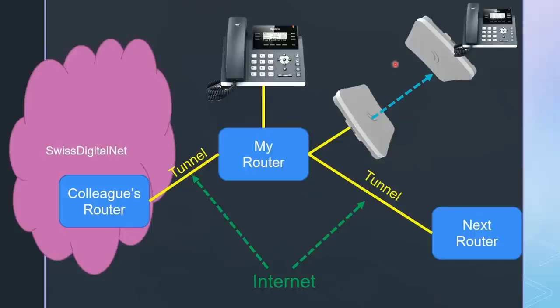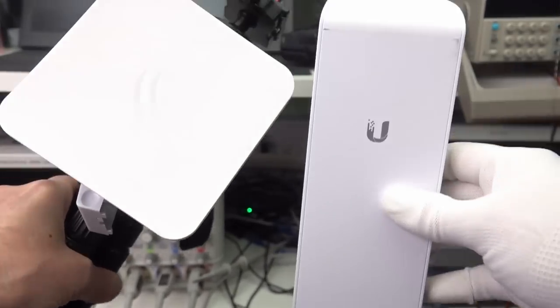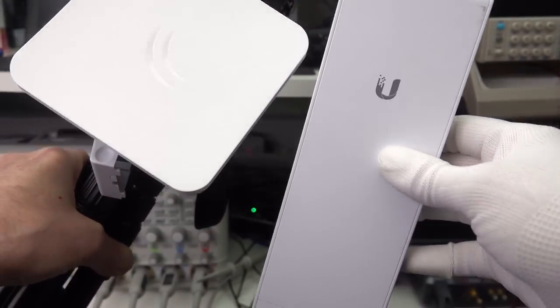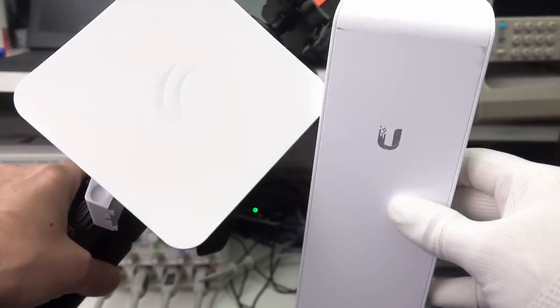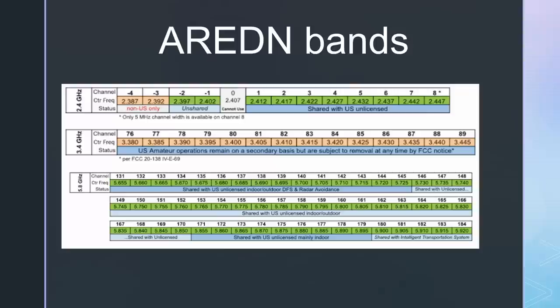Next, I want to add a wireless link. The simplest way to get our first wireless connection is to add two small MikroTik or Ubiquiti access points. Their range should be a few kilometers or miles on a line of sight. Now comes the big question. Which band should we use for our connection? Theoretically, we have three choices: 2.4, 3.3 and 5.8 GHz.